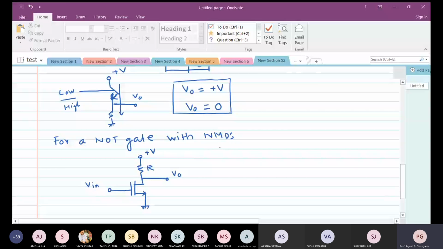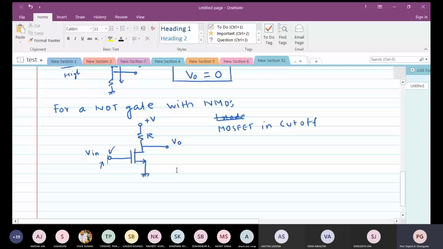Let us first of all say that there is no voltage applied over here. In that case, the NMOS is in cutoff, isn't it? When there is no gate voltage here at all, the MOSFET is cut off. Okay with that? Yes, sir.